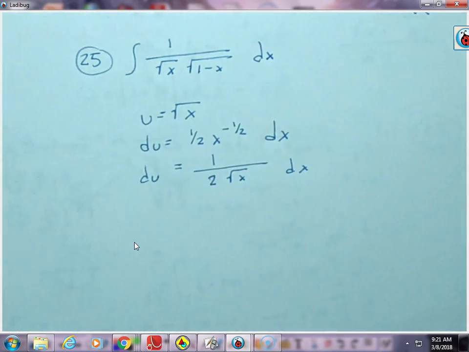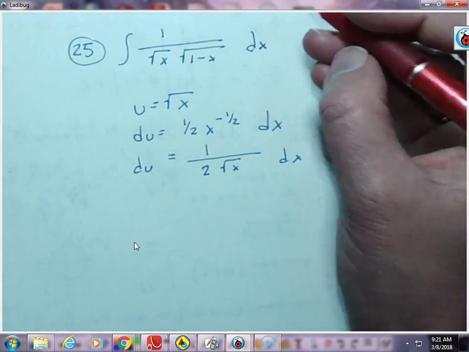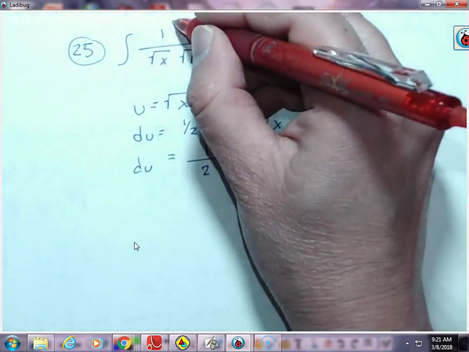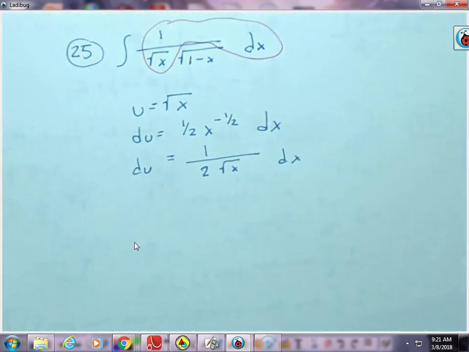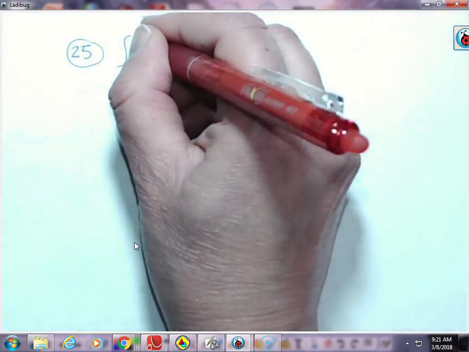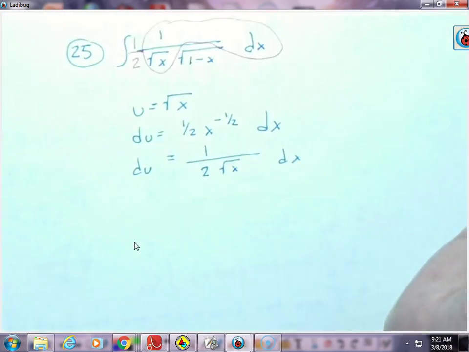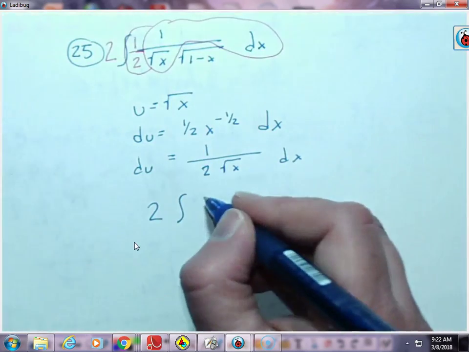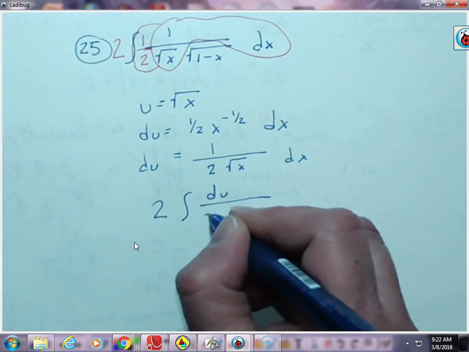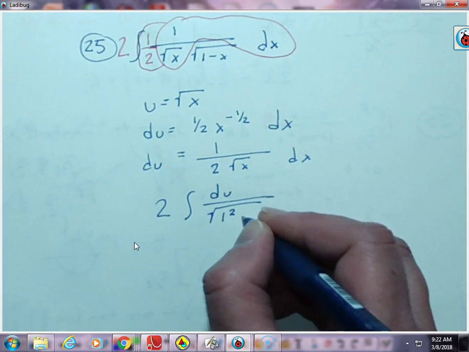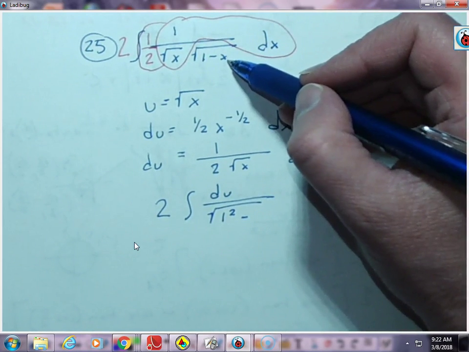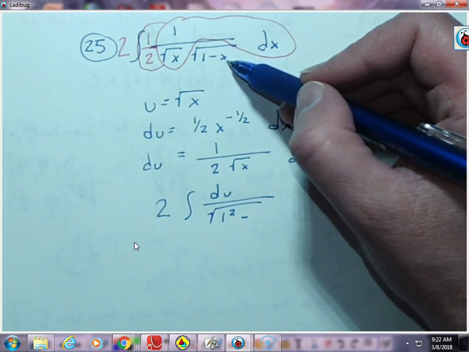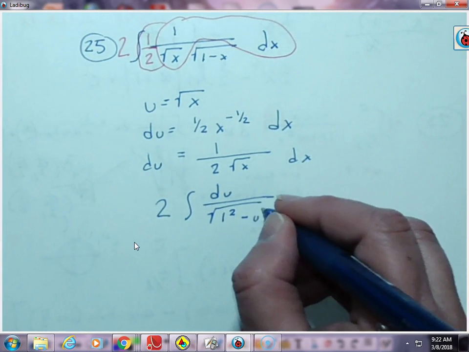Do I have a lot of that? Okay. So I've got all of this, but I need the 1/2. So I need a 1/2. What would that make on the outside? If I rewrite this, it would be 2 times the integral of, and actually this is part of the du now. So all of that's du over the square root of 1 squared minus the square root of x squared, or u squared, however you want to look at it.